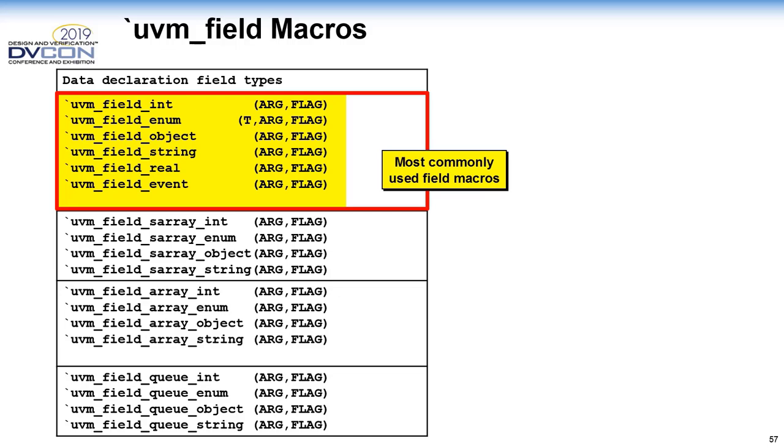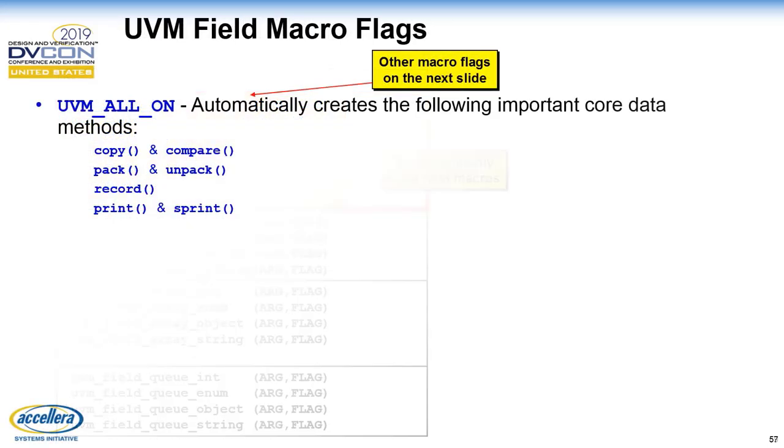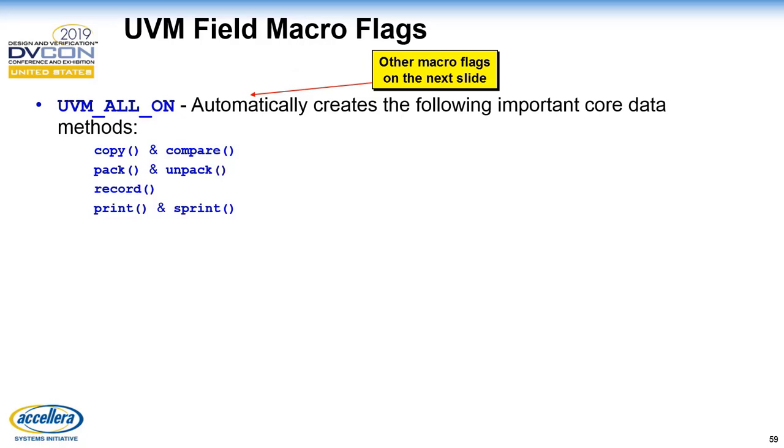Okay. When it comes to the field macros, after you've declared one of these, UVM field int or something like that, you have to include the flags that go with each of the field macros. One of the most common flags is UVM all on. And usually with field macros, what you do is you say all on, and then you start excluding. So you say all on, except for copy, except for compare, except for this. There's no way to say, give me copy, compare. You just have to say all on, then turn off the others.